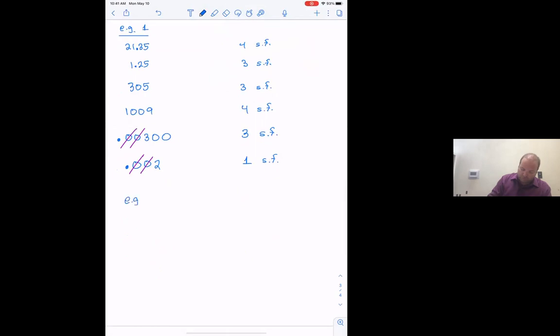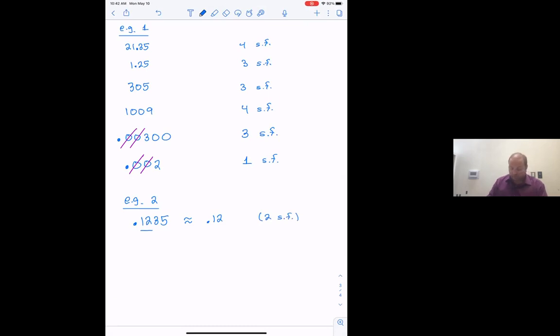Let's do another example. This is example 2. Example 2 says as follows: round the following numbers to the required number of significant figures. So the first one is 0.1235, and it wants to round to 2 significant figures. Well, we have 4 significant figures here. So if we want to round to 2 significant figures, we're essentially going to keep those 2 digits. So we round to 0.12. This is 2 significant figure rounding.